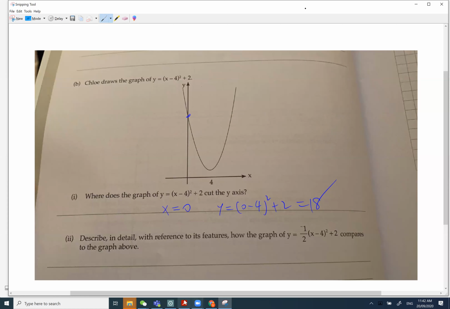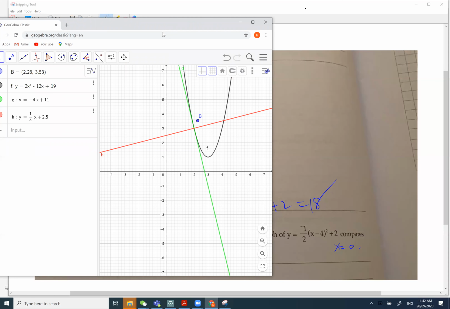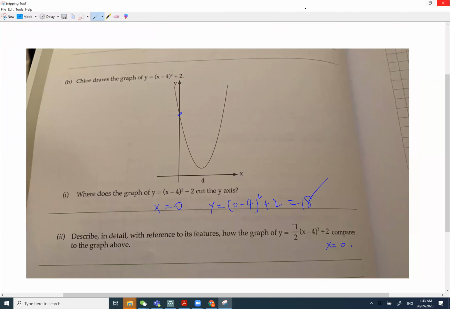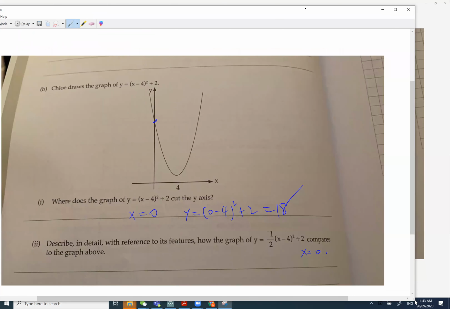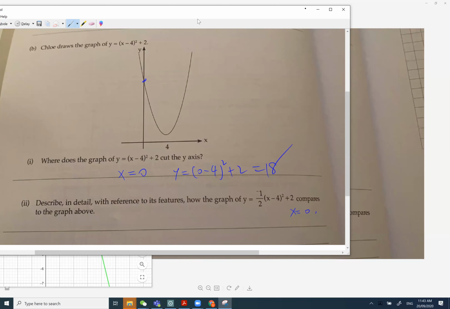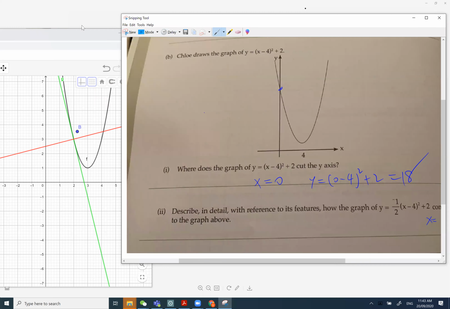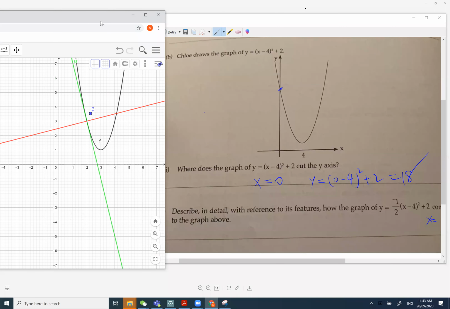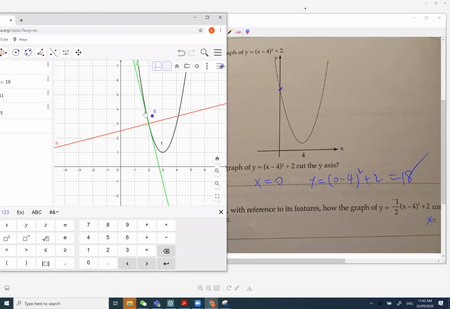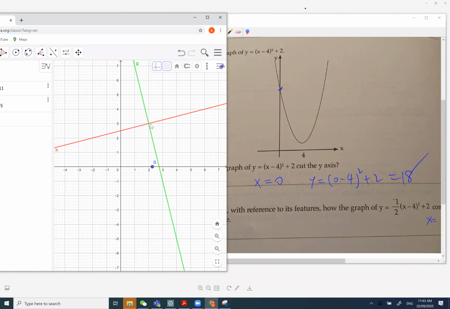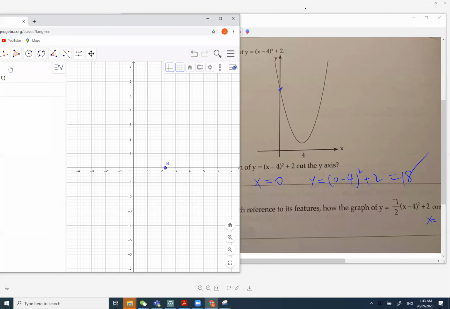You better sketch it. For example, if x equals 0, what's the point you have? Or we can just sketch here. Let's sketch these two graphs here. Or sometimes you can just use your own way, sketch it. I'll sketch here.